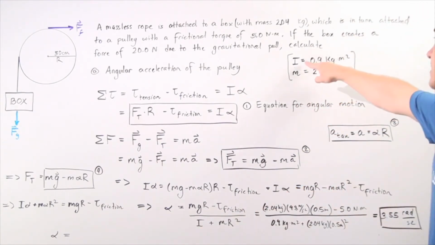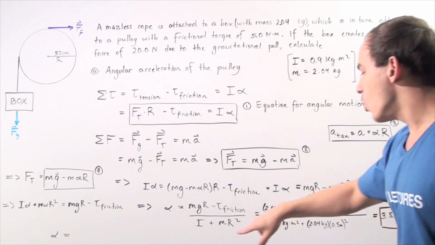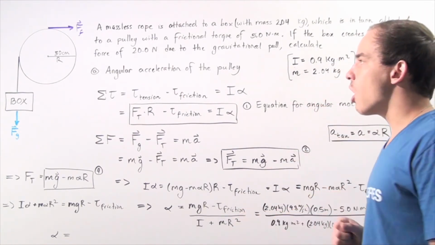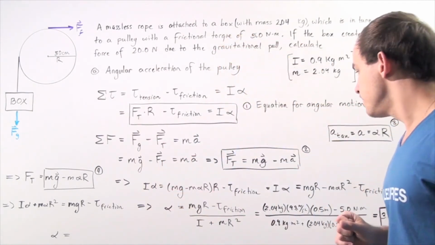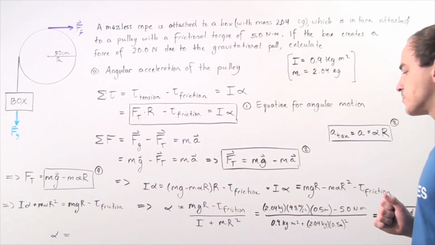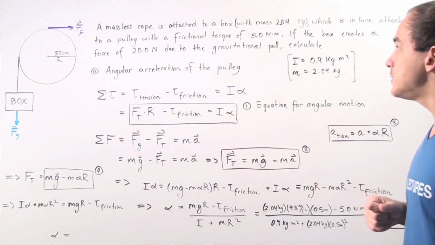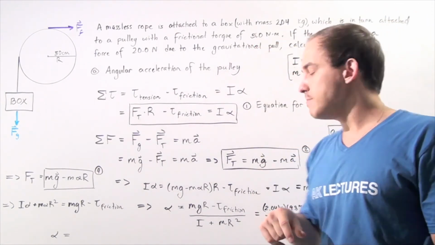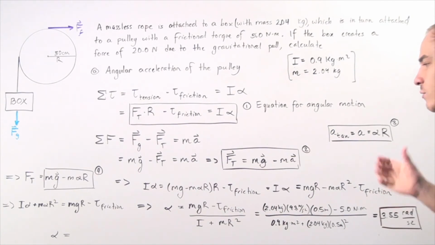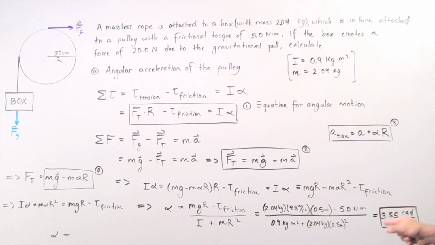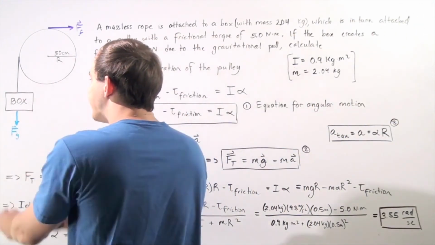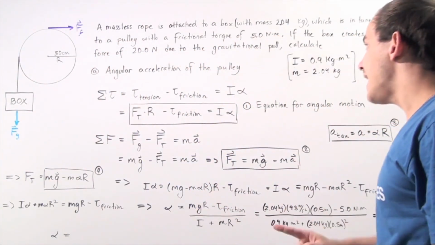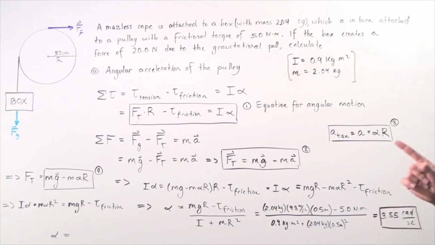So we know what I is, it's 0.9 kilograms times meters squared. We know what m is, it's 2.04 kilograms. We know what r is, it's 0.5 meters, so we simply convert centimeters to meters by dividing that value by 100. We know what g is, it's our constant 9.8 meters per second squared, and we're given what the torque friction is. It's 5.0 newtons times meter. So we plug those values into the calculator, and we get that our angular acceleration of the object is 3.55 radians per second squared. So as this box is moving vertically downward, it's rotating our pulley with an angular acceleration of 3.55 radians per second squared.